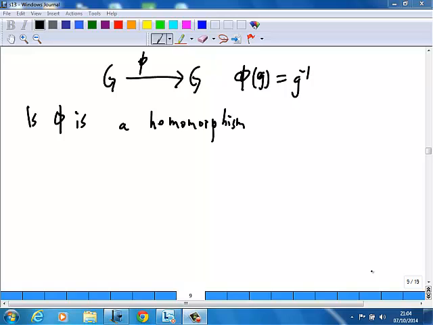Okay, so G is a group. A mapping will send G to the inverse of G, because every element in a group G has an inverse. Okay, we'll send G to G inverse. So the question is whether it is a group homomorphism.